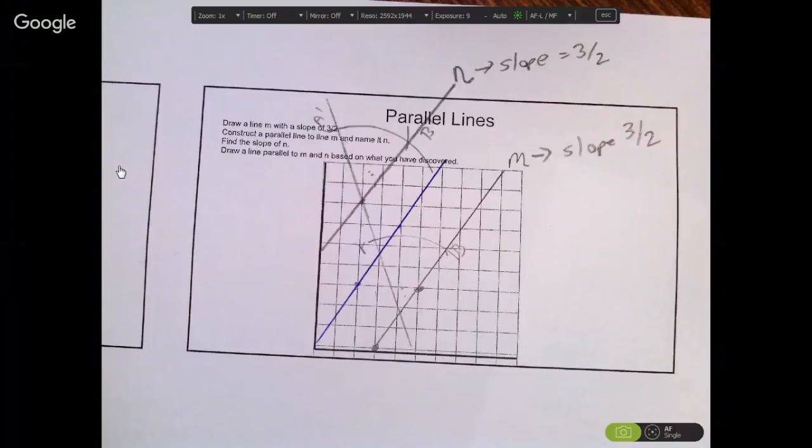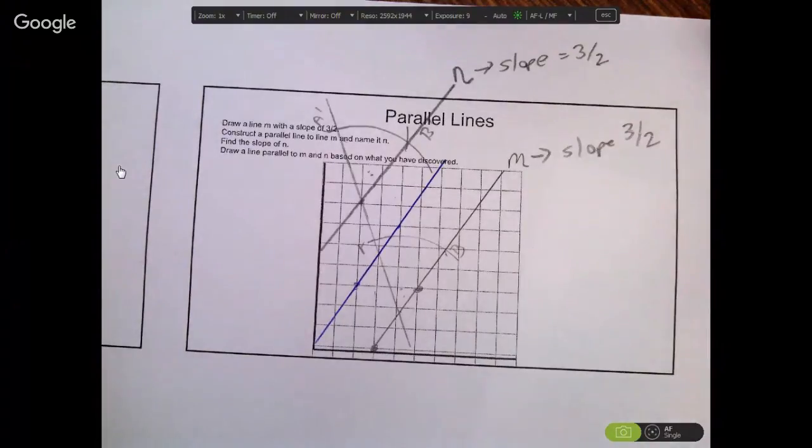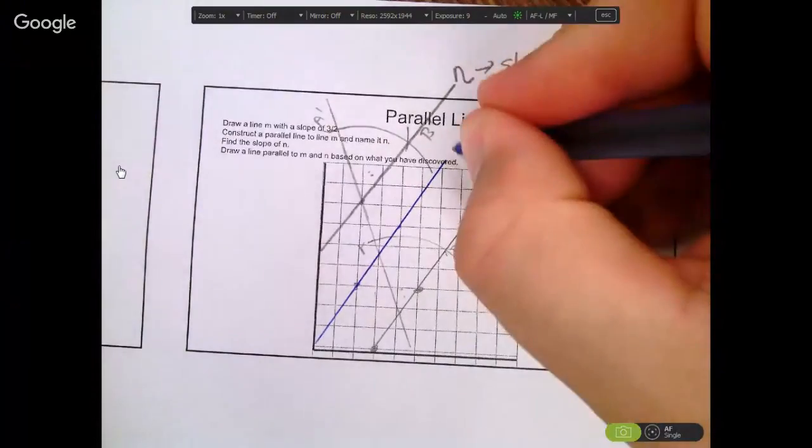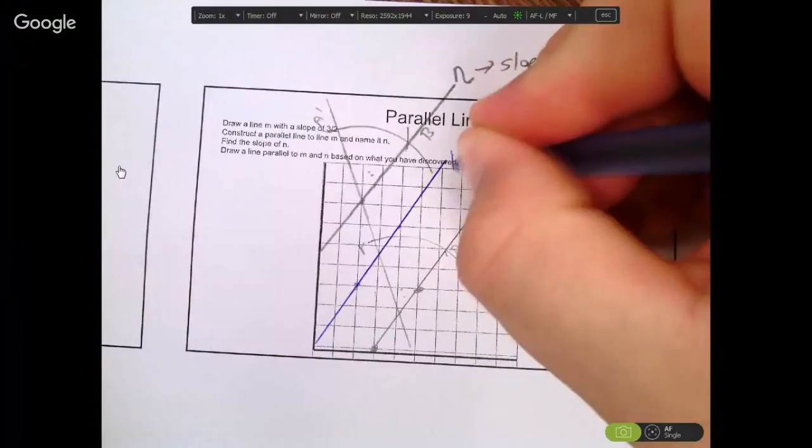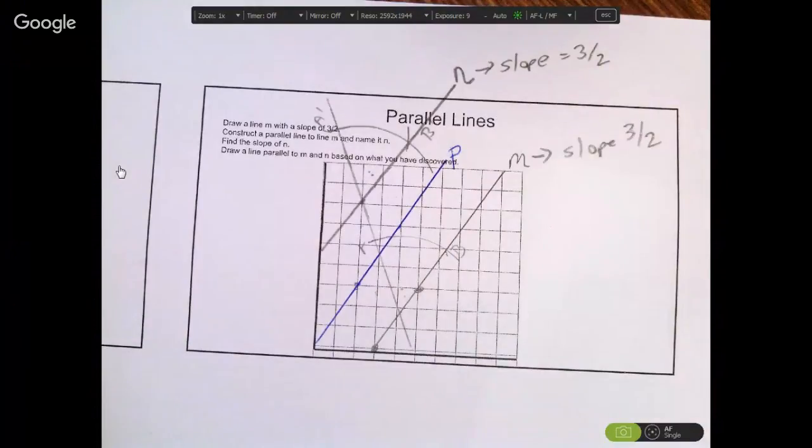Can you call that line C? We can call that line C, sure. LMNO, sure. Actually, we don't like O because that looks like a 0. Honestly, in the textbook, they would probably call that P.